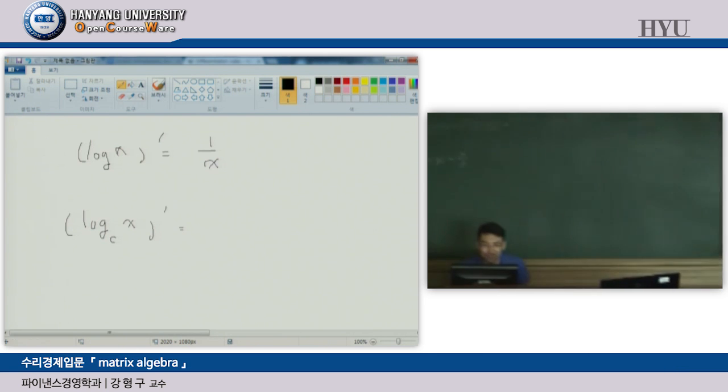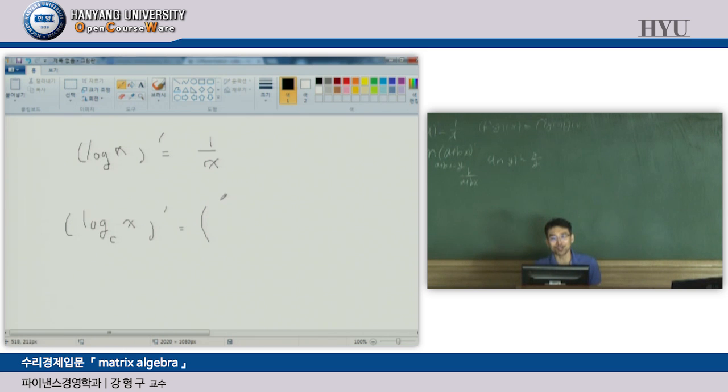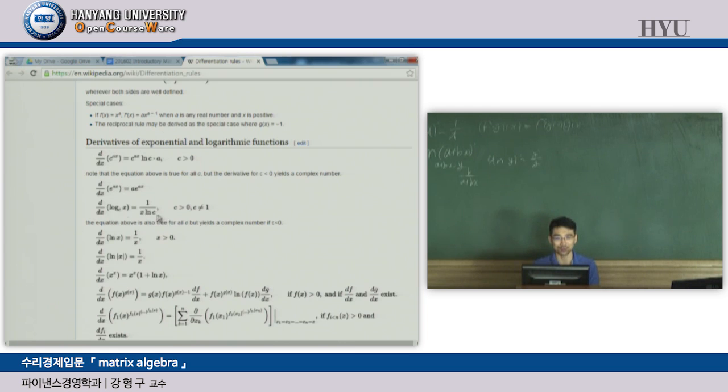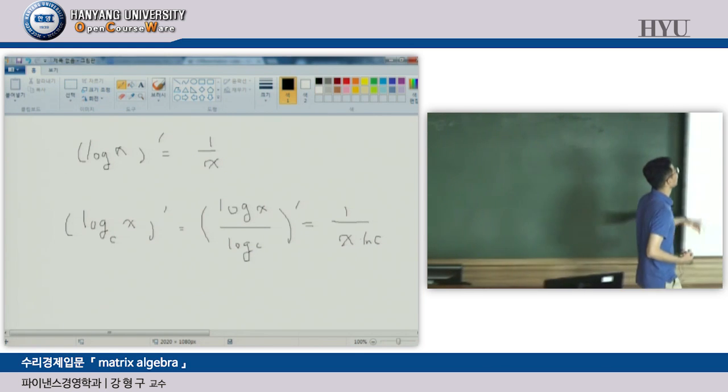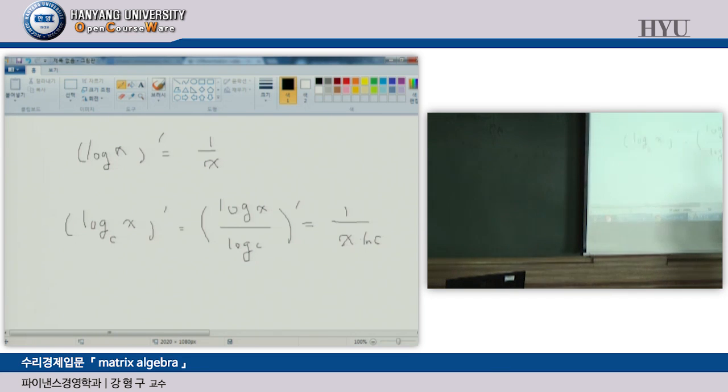Great idea. Yes, exactly. We can decompose the log, another beautiful property of log. If it is log base c of x, prime, well, this log c is constant, so we can put it outside. Then it is 1 over x times 1 over log c. Done. So no problem when the base is not e.